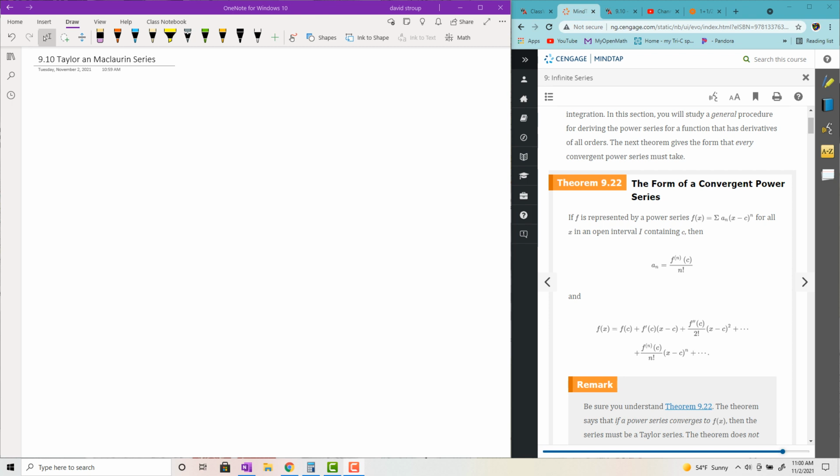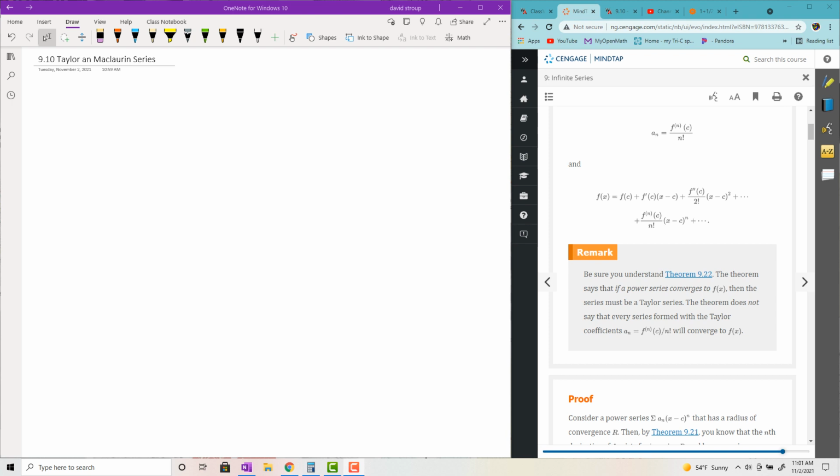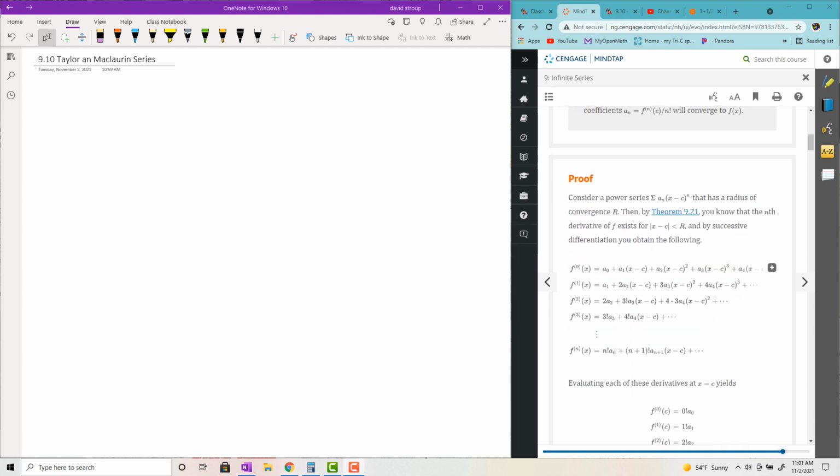So you'll see in this section Theorem 9.22, which basically says that if f is represented by a power series, then its coefficients have the same form as the Taylor-Maclaurin polynomials. Okay, so that's basically what it's saying there. The proof is pretty simple.